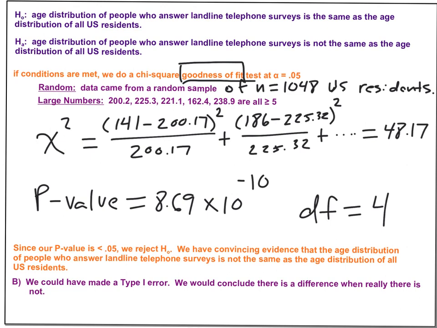Okay, those were different. Notice with this goodness of fit, it didn't get into how they're different. Now you can kind of look at the data and sort of figure it out, right? It looks like the folks in their 20s and 30s were underrepresented because they didn't answer as much, whereas people in their 60s were overrepresented. There were more of them answering than you would expect according to the census.